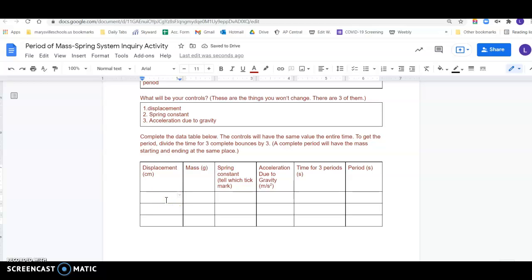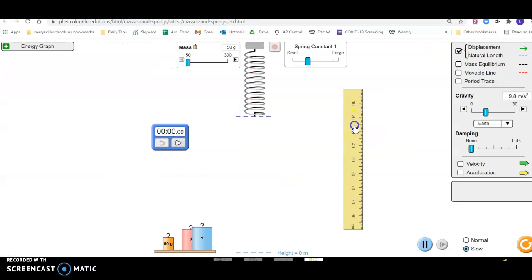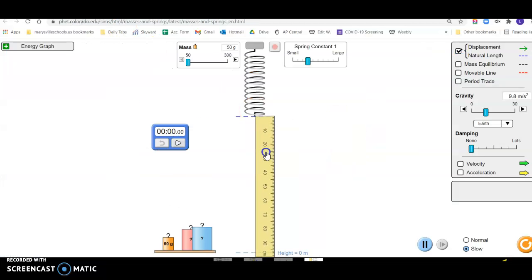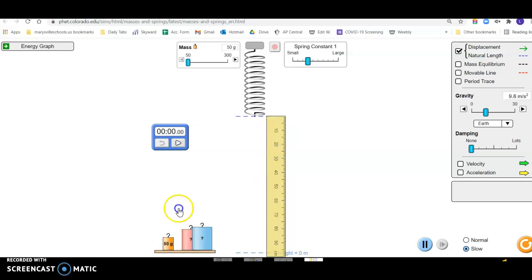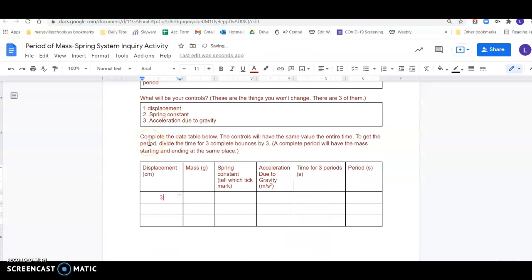Okay, so you're going to keep the displacement the same every time. So when you put this over here, we're going to put our mass on here, and every time you're going to pull it down the same amount. So it doesn't matter what displacement you pick, but you're going to pull it down the same amount every time. So I'm just going to pick 30. Notice it's in centimeters, that's fine.